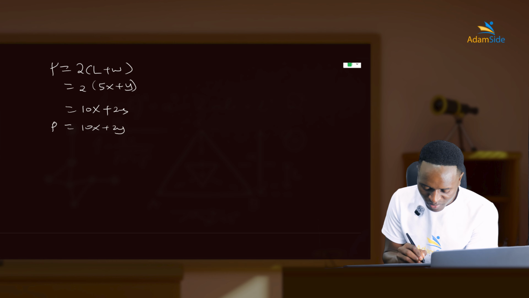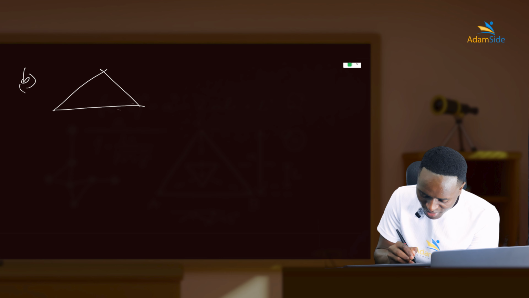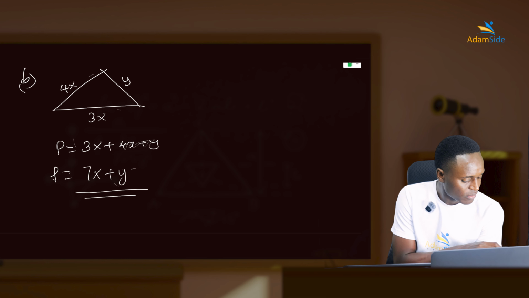Then you can have another example here. We have B. We have been given a triangle. In that way, this is 4x, this is y, and then this is 3x. So we find the perimeter, the distance around. So you take 3x plus 4x plus y. What do you get in terms of perimeter? 7x plus y. This becomes the answer.